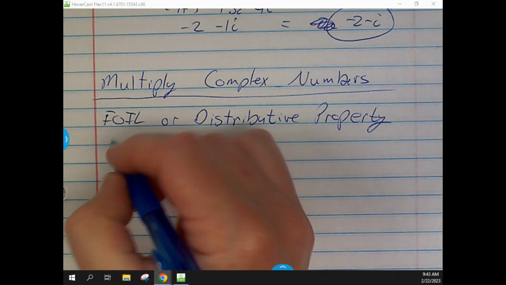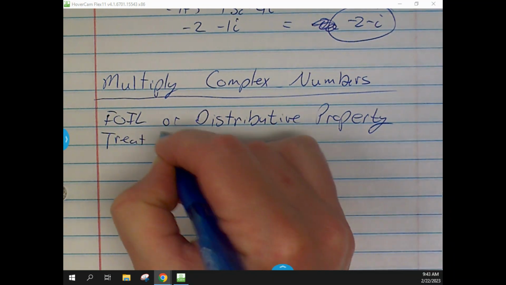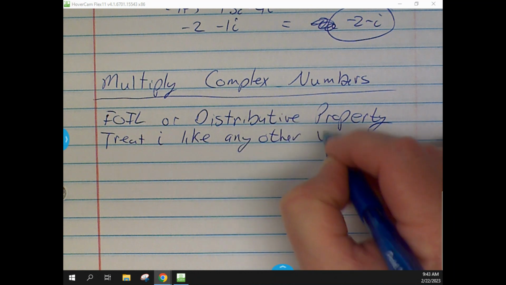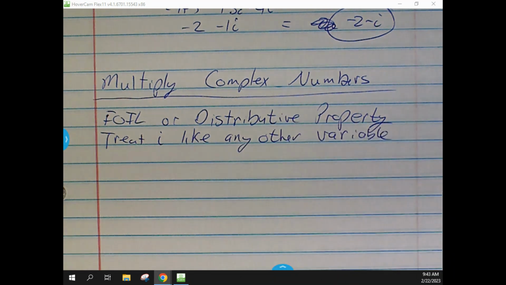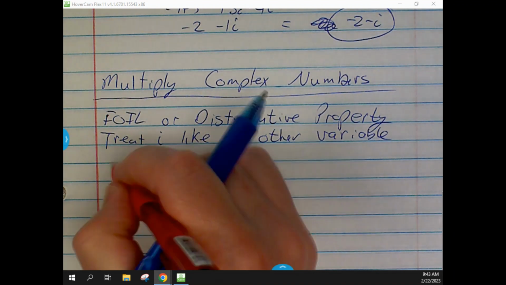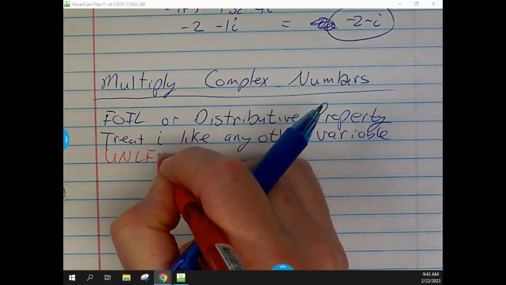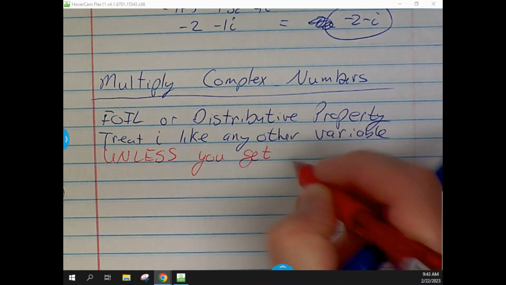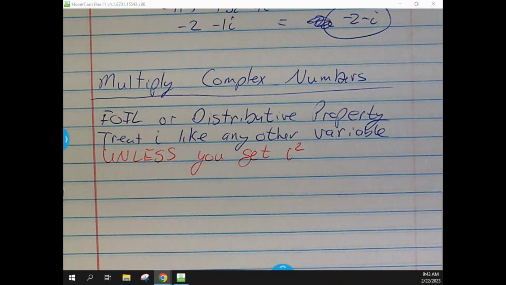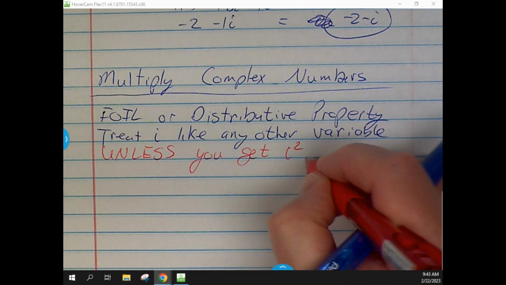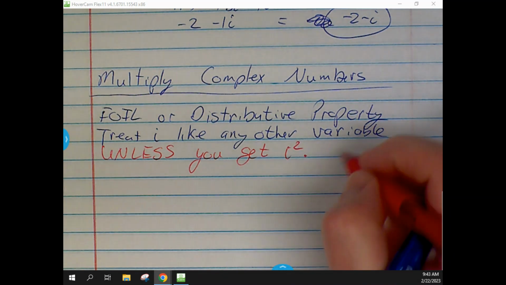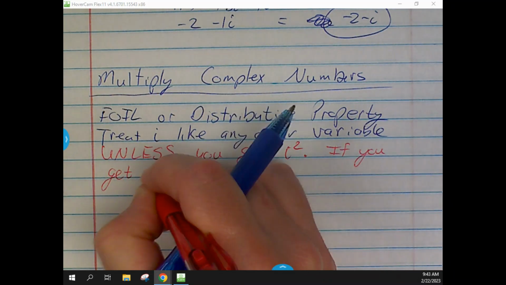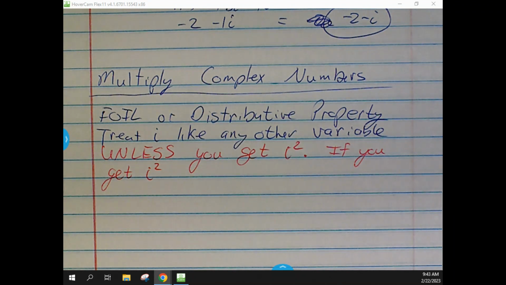You still do like we did before. You would treat I like any other variable. And here's the one difference. Unless you get I squared. All right. If you get I squared, replace the I squared with negative 1.